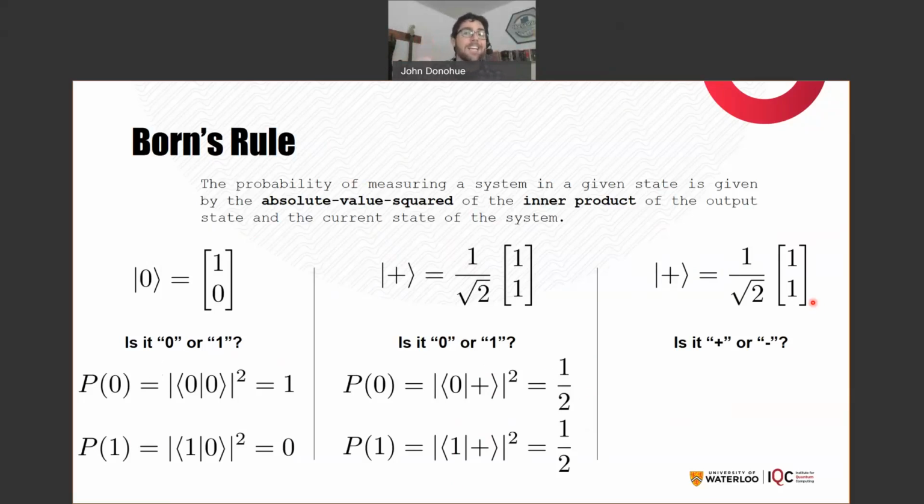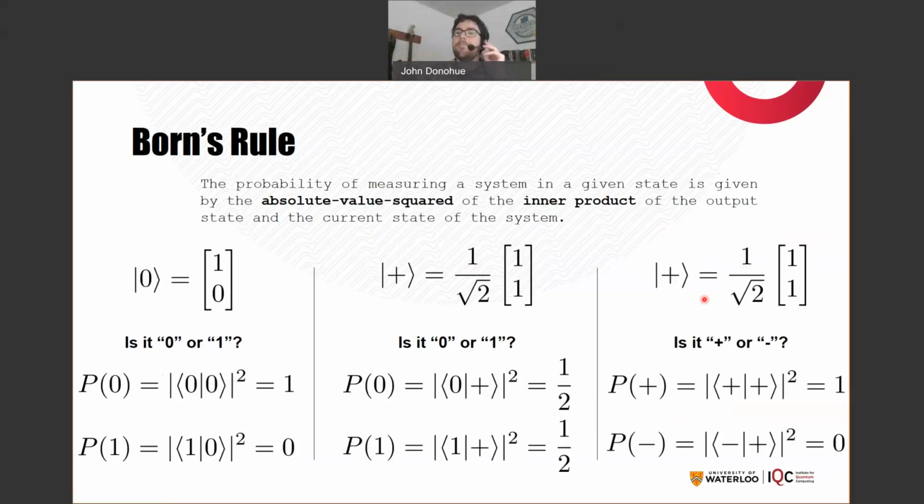I can design a measurement that will distinguish between those two states, and I find that the probability of it being plus is equal to the overlap of plus with the state plus. That's 100%. The probability of it being minus is equal to the overlap of the state plus with the state minus, absolute value squared, which is equal to 0.